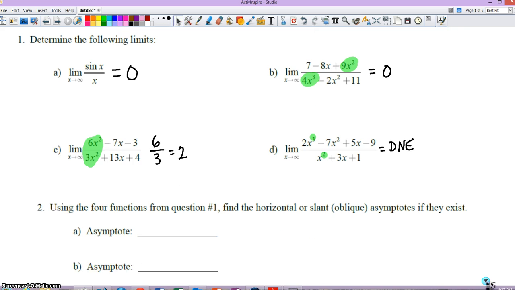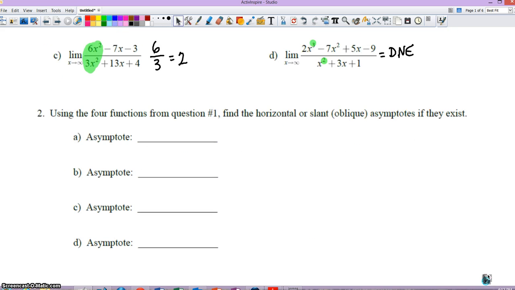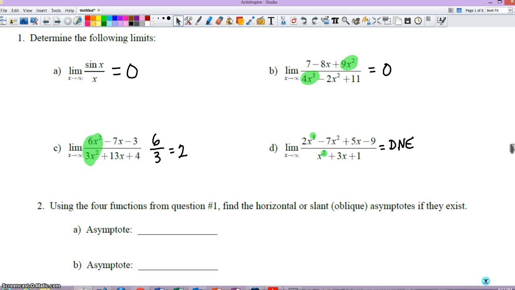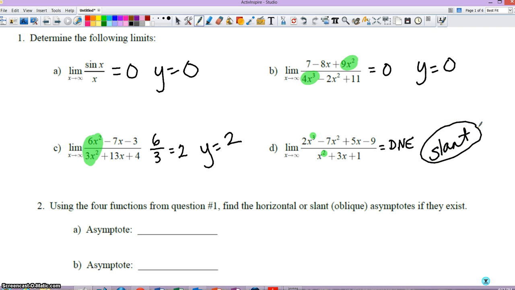This is using the 4 functions from question 1, find the horizontal or slant asymptotes if they exist. Remember, Sarah, that horizontal asymptotes are the same as limits to infinity. So this one would just be y equals 0, y equals 0, y equals 2, and this one would have a slant, and we hadn't talked about how to find slants, so don't worry about that. This one does not have a horizontal asymptote.